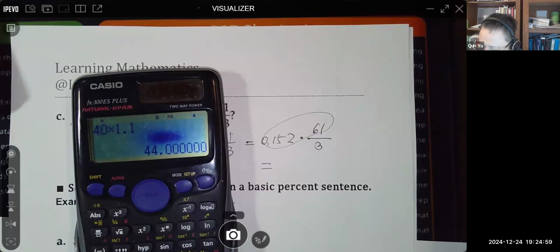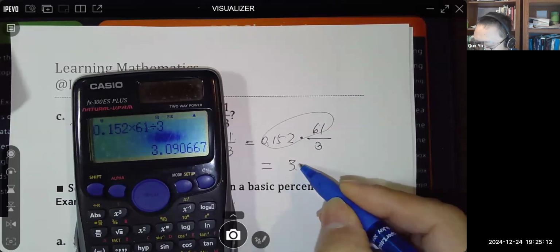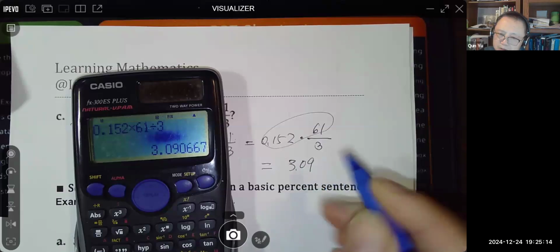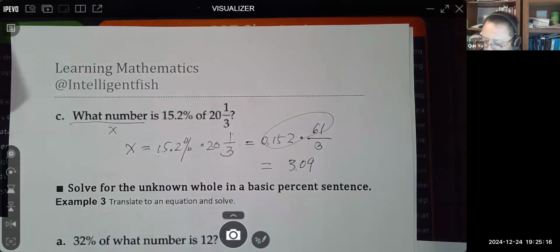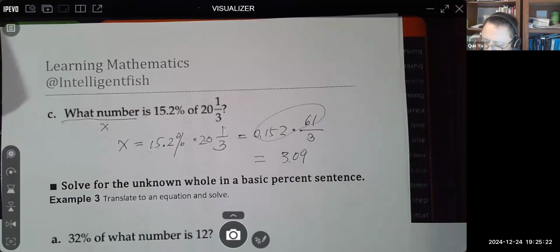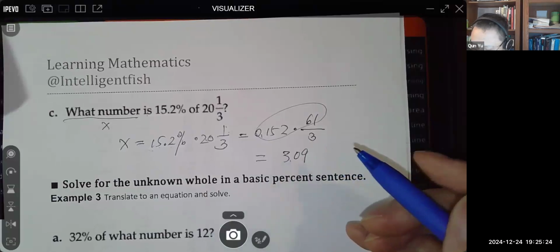So 0.152 times 61 divided by 3. We get 3.09 and many other digits. We just keep 2 decimal digits. Keep in mind that when you do your homework, you do the final answer rounding according to the requirement.